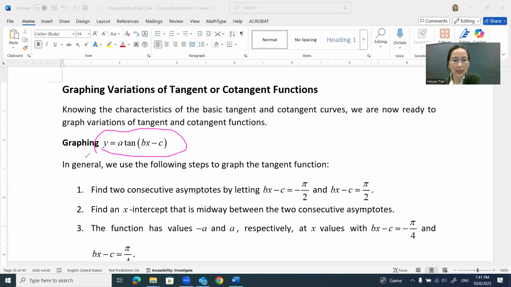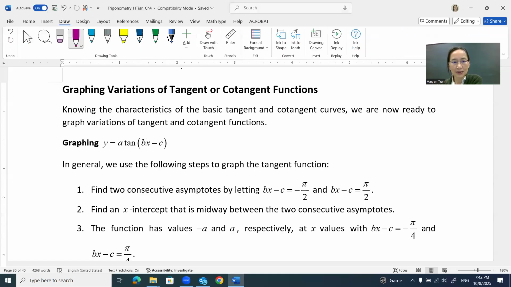Assuming we have a tangent function that is in this form, with a number a times tangent of bx minus c. Here, a, b, c are numbers. So how do we graph it? The general strategy is we can simply consider this as a quantity. Let's call it t.